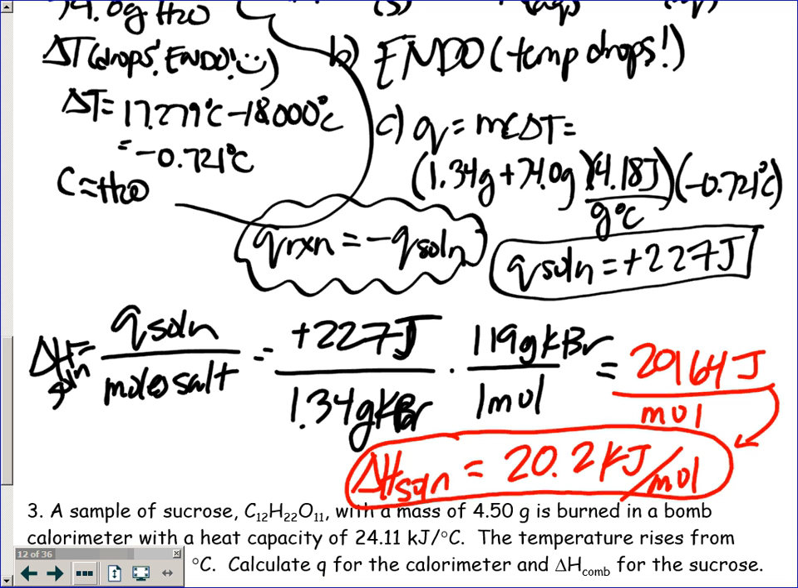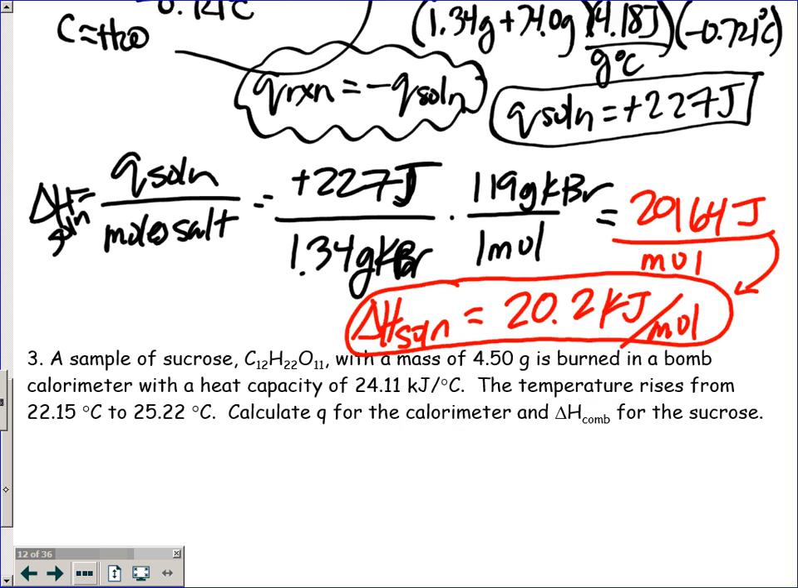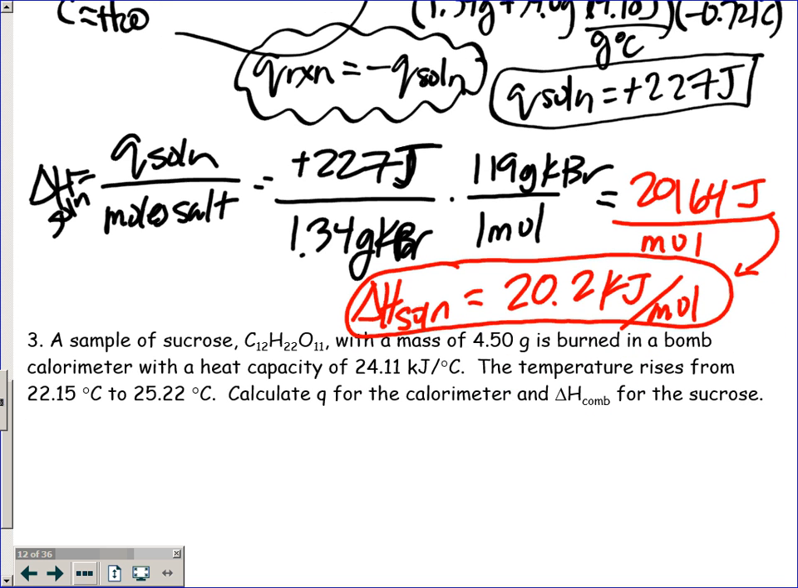Notice I just solved this a little differently this time. Instead of dividing by the moles on the bottom, I divided by the grams on the bottom. But essentially, I'm changing to its molar mass, so I'm still getting moles in the bottom here. So tomato, tomahto, it's the same process. I just want to show you guys another method to solve that for yourself. And you should get, in the end, kilojoules per mole to be about 20.2 kilojoules per mole.